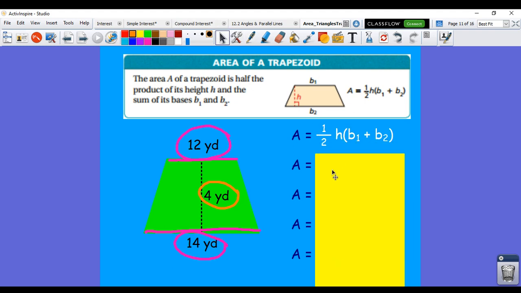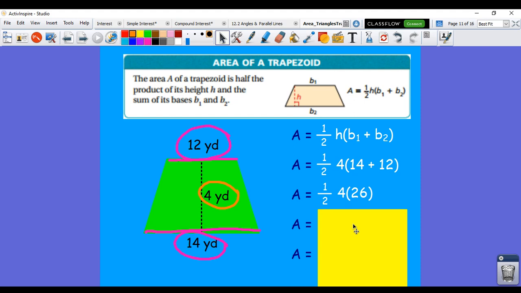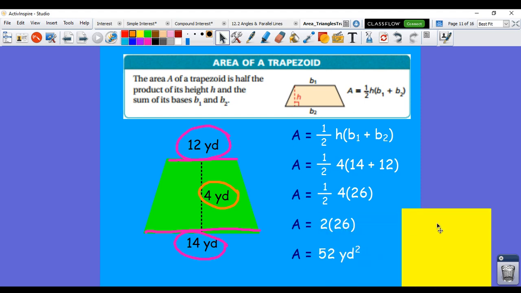So we'll substitute our numbers in. It's 1/2 times 4 times the sum of 14 and 12. And again, you could put 12 plus 14. It would give you the same answer because of addition. Add up 14 plus 12 and get 26. 1/2 of 4 is 2. And then 2 times 26 gives us 52 yards squared.